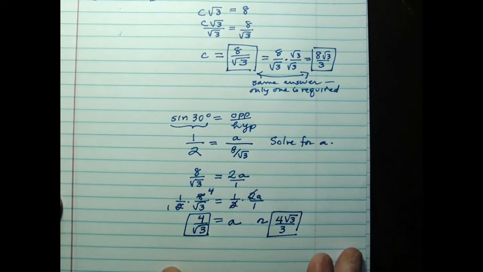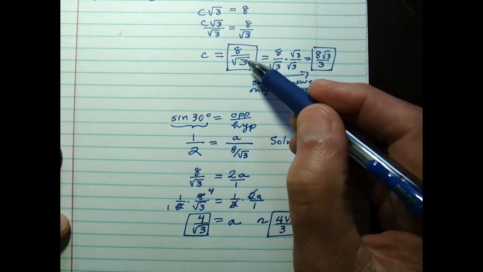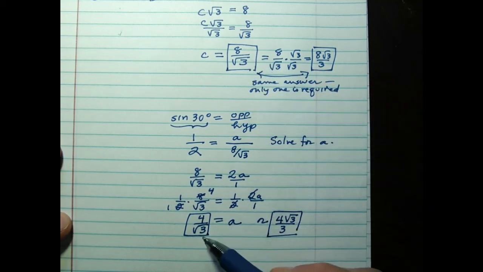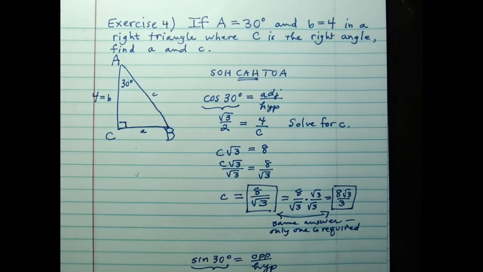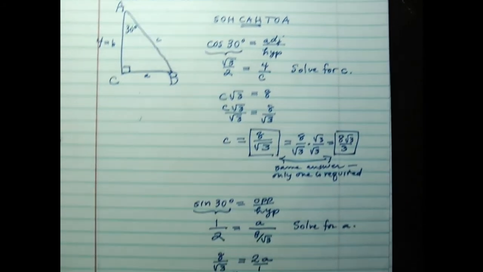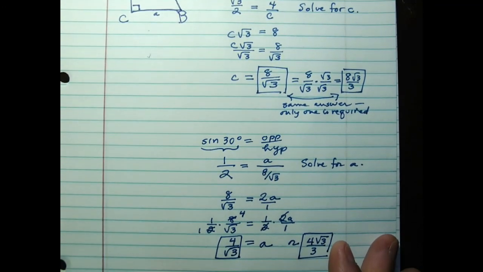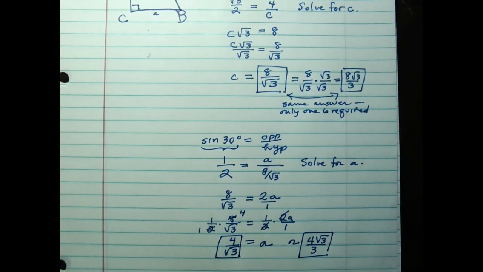So we solved for our two sides. We got c is 8 over square root of 3. A is 4 over square root of 3. We found the two missing sides of that right triangle, right? So I guess I've got to stop here if we want to see the answers.